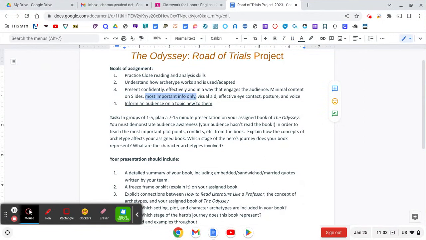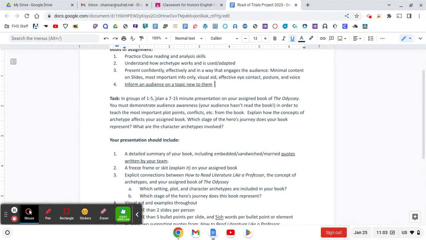We really only want a visual aid and some bullet points for your slides. Otherwise, your audience is strictly going to be looking at your content on your slides and not you and what you're teaching and presenting. Okay? Present with confident posture, voice, etc. And the main goal of this whole thing is to inform an audience on a topic new to them.